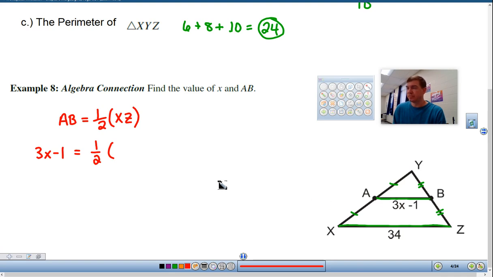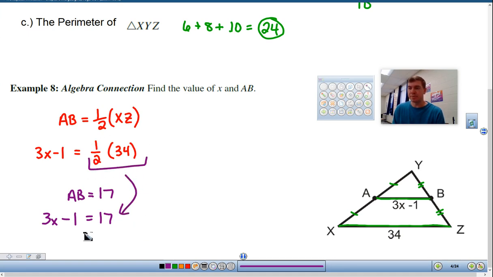1/2 of 34. And some of you may have been just thinking, well, half of 34 is 17, and so I know that AB needs to be equal to 17, and AB is 3x minus 1, so 3x minus 1 needs to be equal to 17. That's fine. You simplify here, and you would get the 17 anyway. But if we add the 1, we'll get 3x equals 18, and divide by 3 to find that x is 6. They said find the length of AB.